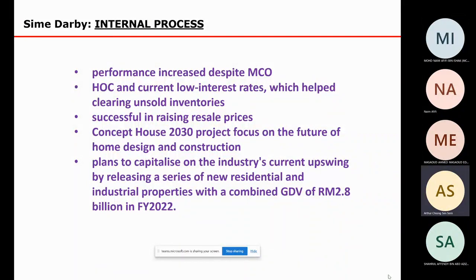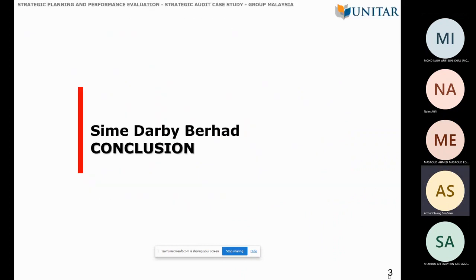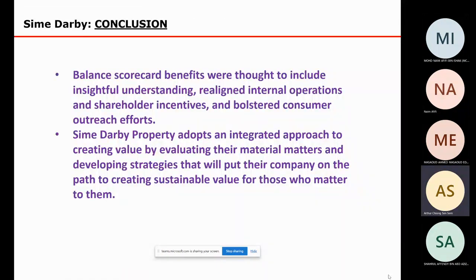In conclusion, the balanced scorecard benefits were thought to include insightful understanding, realigning internal operations and shareholder incentives, and bolstering customer outreach efforts. So SIMDABI Property adopts an integrated approach to creating value by evaluating their material matters and developing strategies that will put their company on the path to creating sustainable value for those who matter to them.